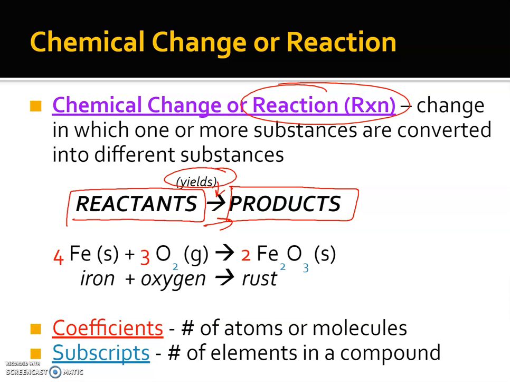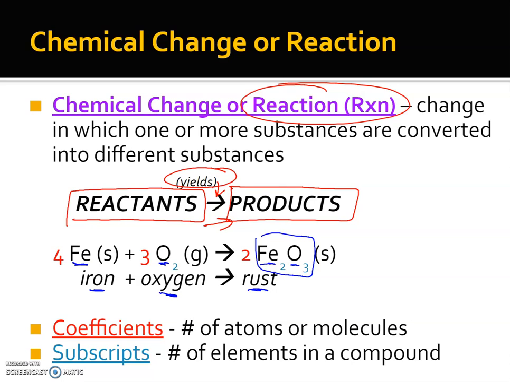Remember how I said learning all those chemical symbols is really important? This is why. A chemical reaction tells you a sentence, and it would take a lot of time to say 4 iron atoms that are solid and 3 oxygen molecules that are gaseous will react to make 2 iron 3 oxide compounds. That's a lot of words. But if we say Fe for iron, O2 for oxygen, and Fe2O3, which is the chemical formula for the compound rust, it's really easy to write that down. It's like our little shortcut, our little language that we use.